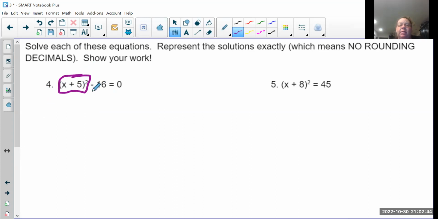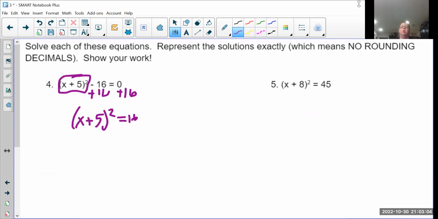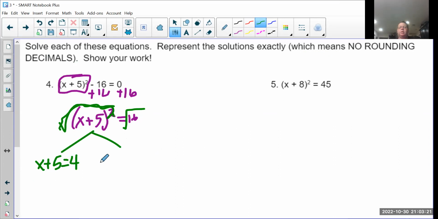So in order to get this by itself, we can add 16 to both sides. So I would get x plus 5 squared equals 16. And now it's the same exact steps we just did for number 2. We just square root both sides, and then we just solve the two equations. Remember, square and square root kind of cancel each other out. Square root of 16, so we get our two equations. x plus 5 equals 4, because that's what the square root of 16 is, but the square root of 16 could also be -4.